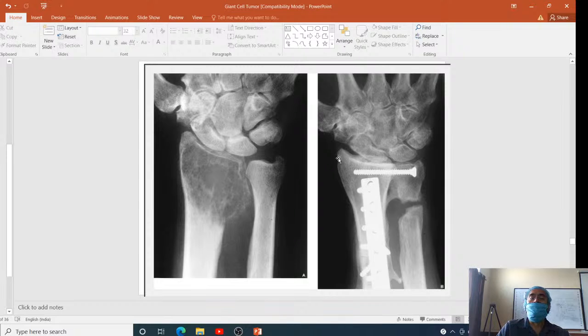And this bone graft is attached to the donor, the host bone, with the plate. So the lower end of the radius is being reconstructed with a fibula.